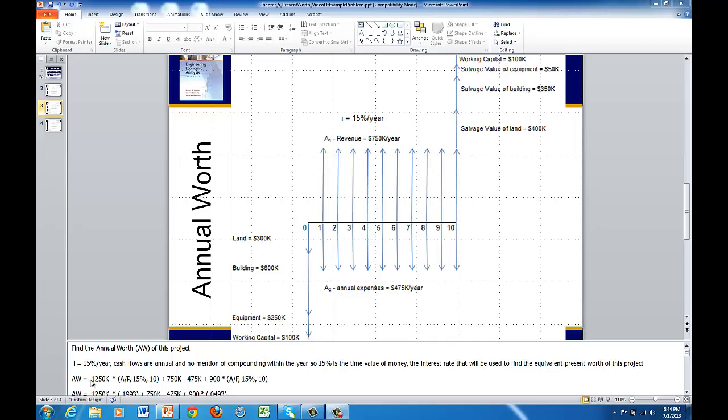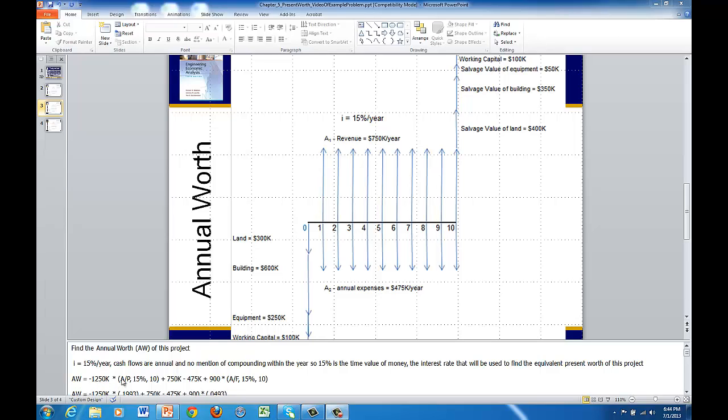So annual worth, we take all the costs we have, all the investments at time 0. If you were to add all of these up, that adds up to $1,250K, so $1.25 million out at time 0. Time 0 is not an annuity, so we need to change it.